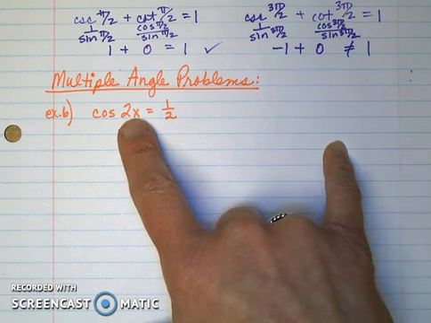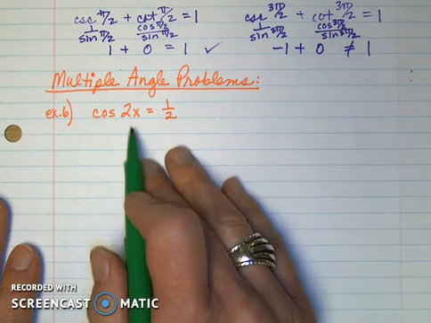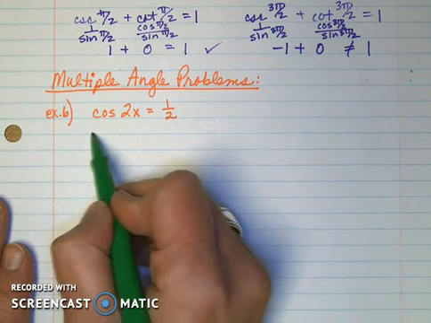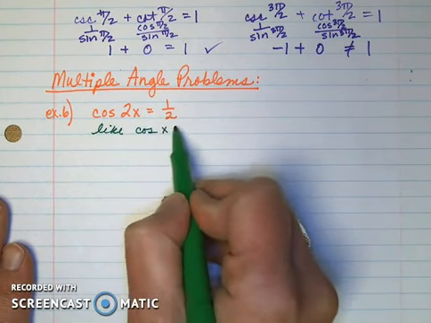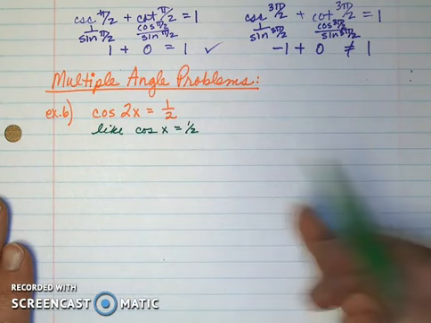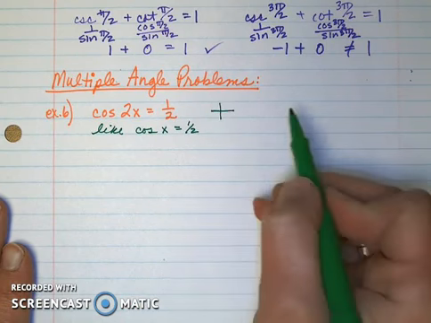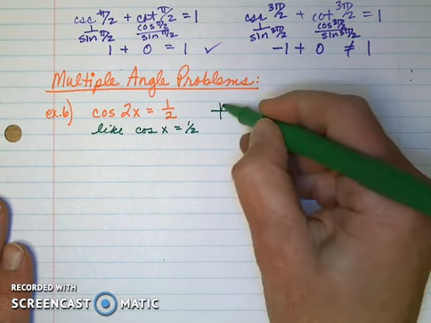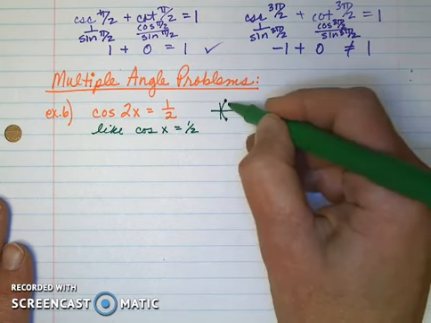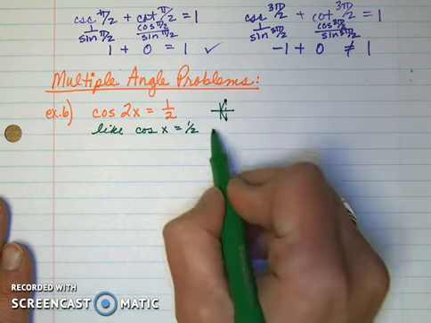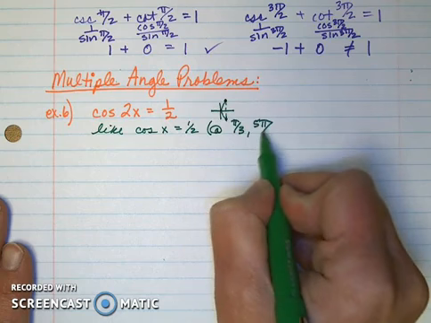So when you work this problem, I want you to first think about it as if it's only x. So this is like cosine of x equaling 1/2. Where does that happen? Well, we remember from our circle that cosine equals 1/2 up here at pi over 3 and down here at 5 pi over 3, right? So that's at pi over 3 and 5 pi over 3.